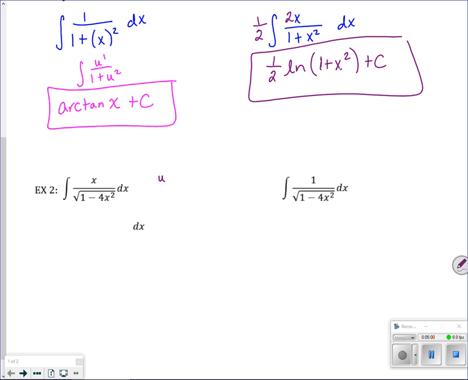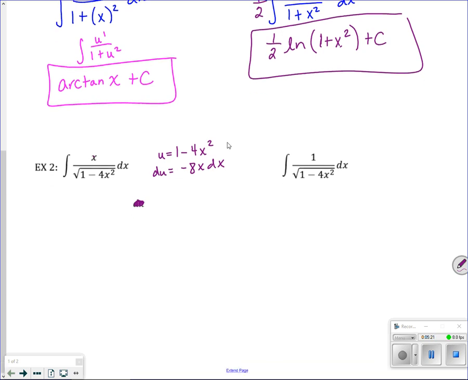Hopefully you said, well, this one is my one that's going to be the power. Because if I did this, what would du be? Negative 8x dx. And look, I have that x, so that's why he's there. So how am I going to do this problem? Well, I'm going to rewrite it as 1 minus 4x squared to the negative 1/2.